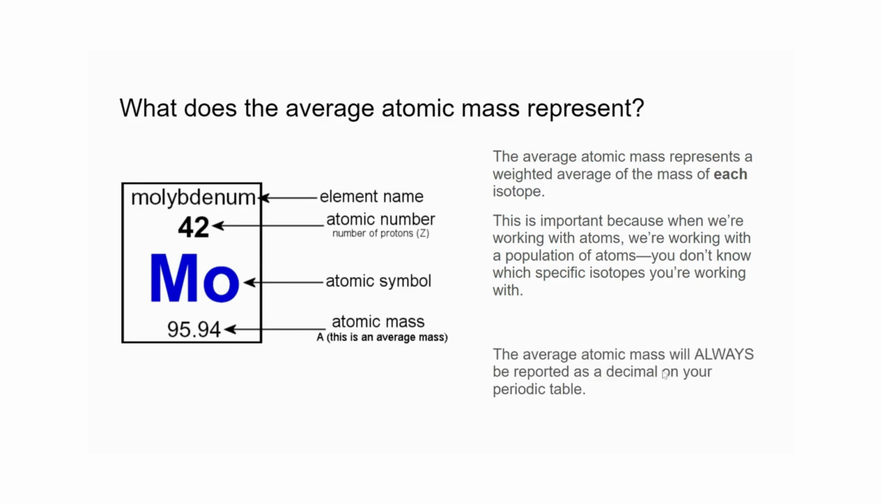The average atomic mass is always going to be reported as a decimal on your periodic table. It's most commonly going to be 2 decimal places. You may see 3 decimal places for things that are smaller, like hydrogen and helium. And for things that are larger, you may only see 1. But you're mostly seeing 2. If you look at your periodic table, you're going to see it's present most of the time with 2 decimal places.